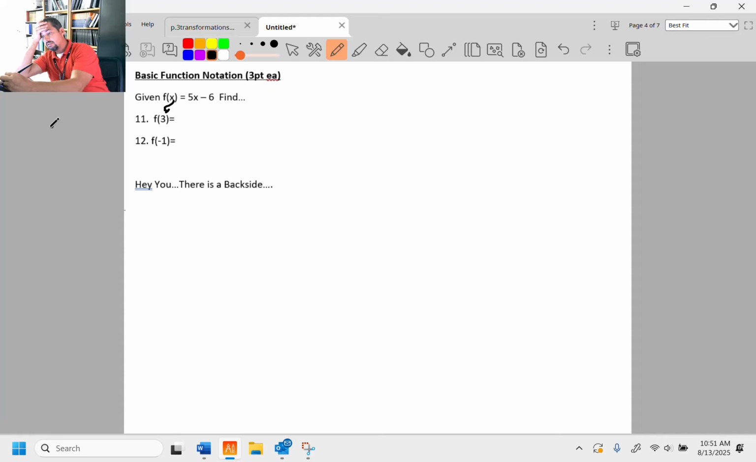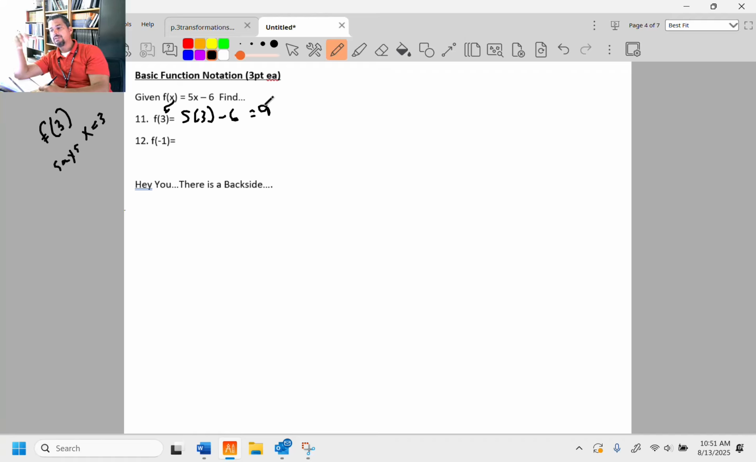That's what it says. F of 3 says x is 3. Everywhere you see an x, plug in a 3. So this becomes 5 times 3 minus 6. 5 times 3 is 15. 15 minus 6 is 9.